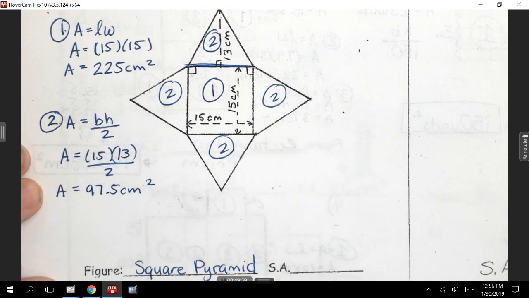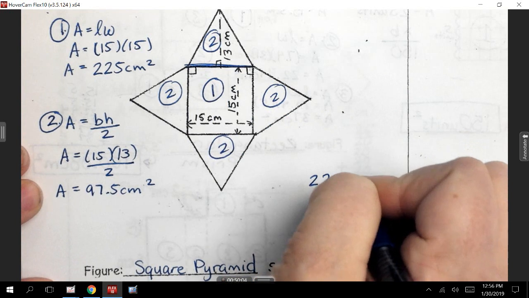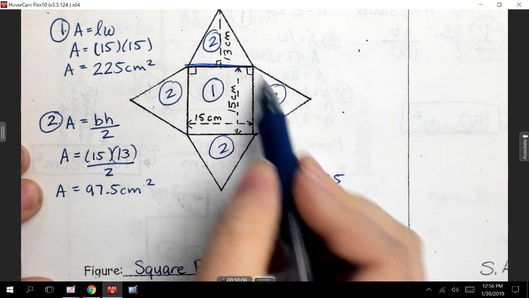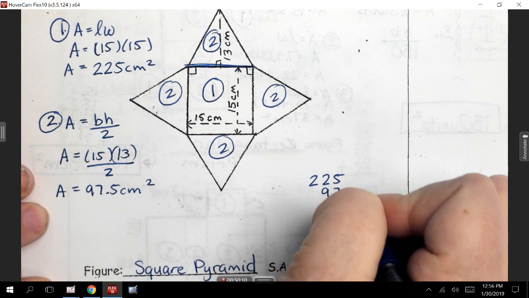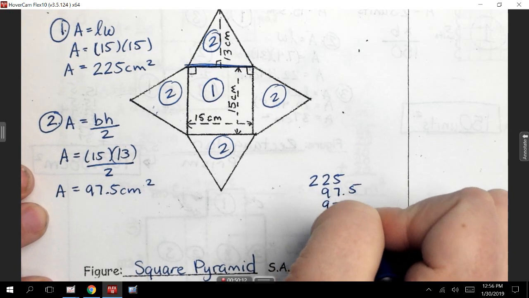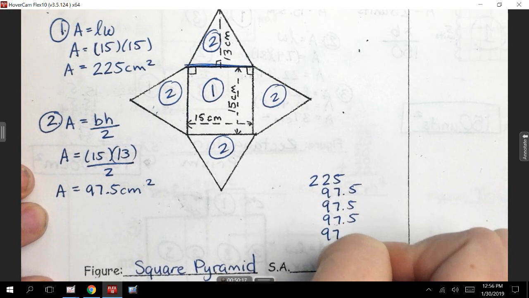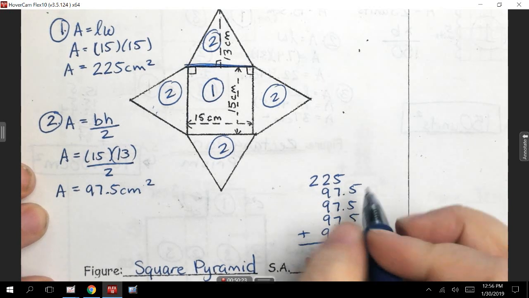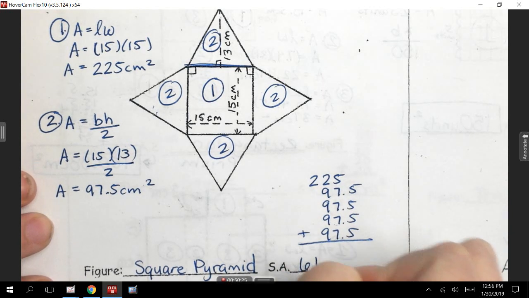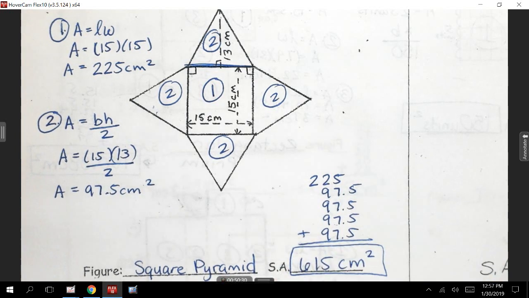All right. So now I'm going to add those up. So I have shape 1. It's only there once, so I'm going to do 225. And then shape 2, I have 4 triangles that are all matching. So I'm going to do 97.5, and I'm going to write that out 4 times. All right. Once I add all of that up, what do I get as my surface area when I add those all together? Kelsey? Say that again. 615 centimeters squared.